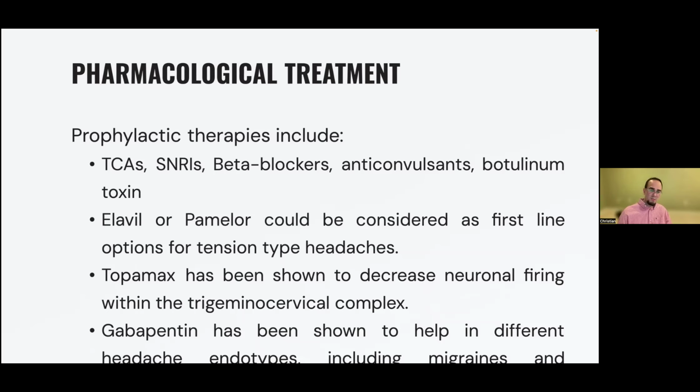Other anticonvulsants, more especially Topamax or topiramate, could be really helpful. The suggested mechanism is that it decreases the neuronal firing from the connection between the trigeminal nerve and the cervical complex. However, the side effect profile is a little bit more complex, and patients usually don't like it. So it depends a lot on the frequency of the symptoms and the response to other medications.